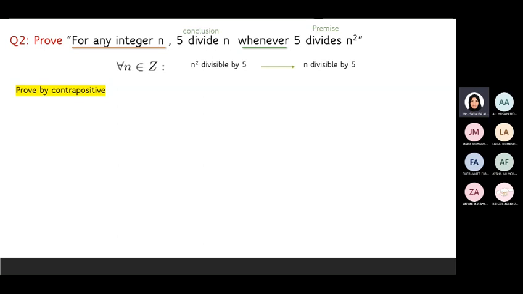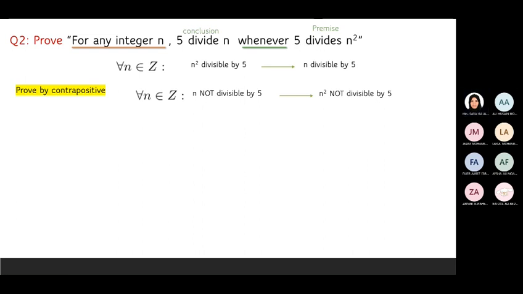Now for here I will think about the contrapositive. شنو معنات contrapositive? I have to change positions with negations. So the contrapositive will be that for all n belong to z, n not divisible by 5, this should be in a premise. بدلت المواقع حطيت معاها not negation. Then n square not divisible by 5.